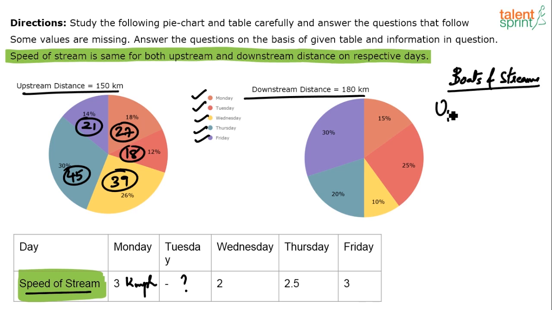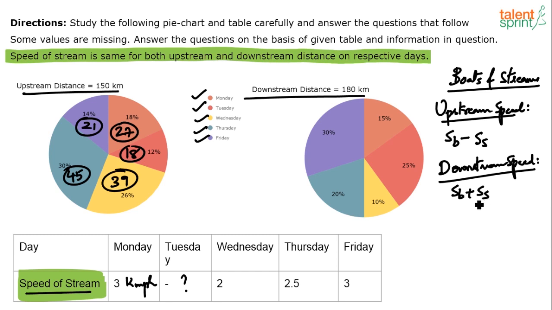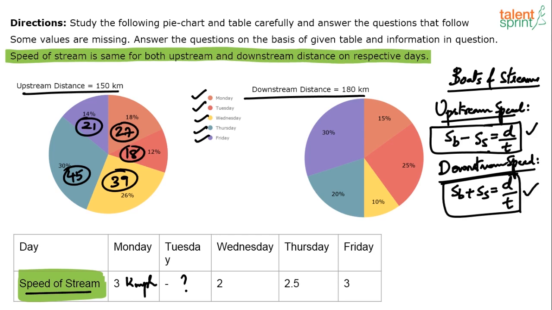So upstream speed, how do you calculate the upstream speed? Upstream speed is equal to speed of the boat minus speed of the stream. What is downstream speed? Simple data. Downstream speed is speed of the boat plus speed of the stream. So these are the two important points that you need to know. And everything else remains the same. Speed is equal to distance by time, right? So whether it is upstream distance or downstream distance, the overall speed, SB minus SS, should be equal to distance upstream by time upstream. And downstream speed, SB plus SS, should be distance downstream by time taken to cover that downstream distance. So these are the two important formulas that you need to know.